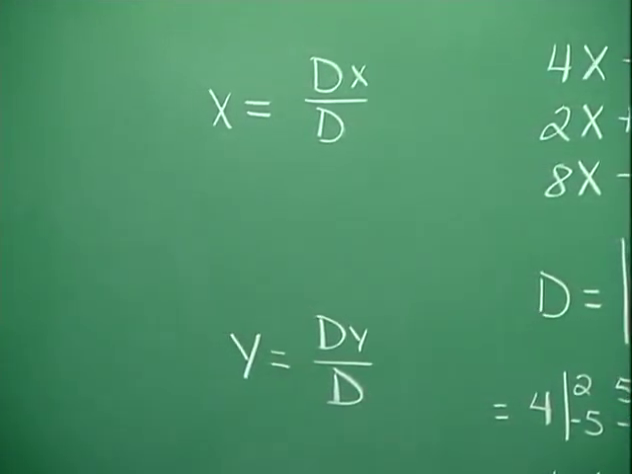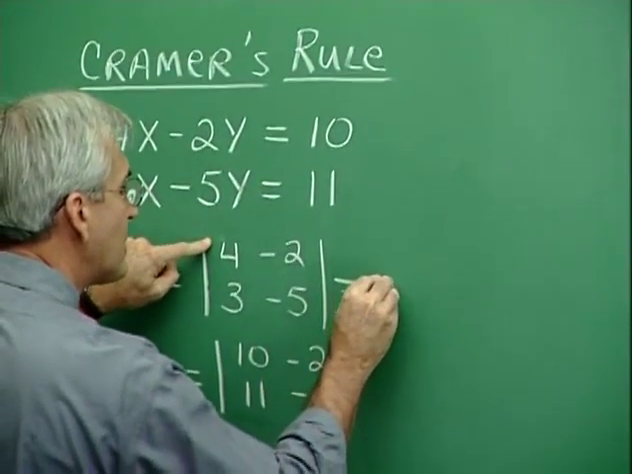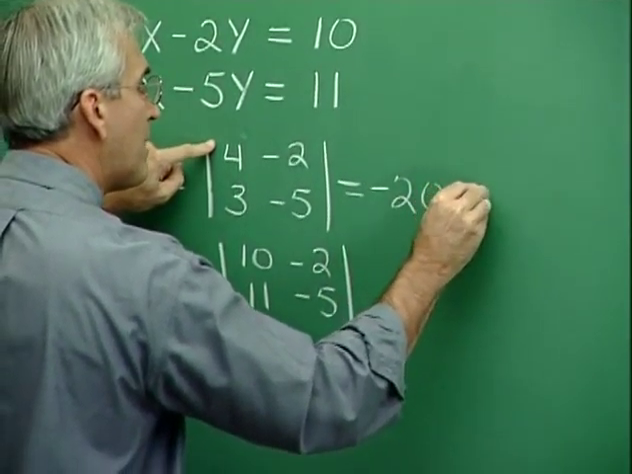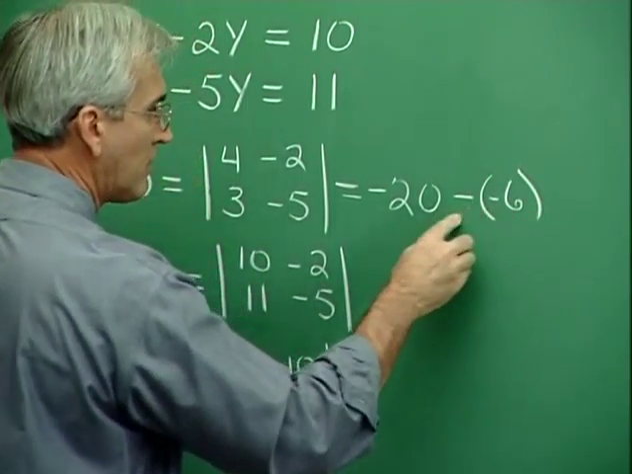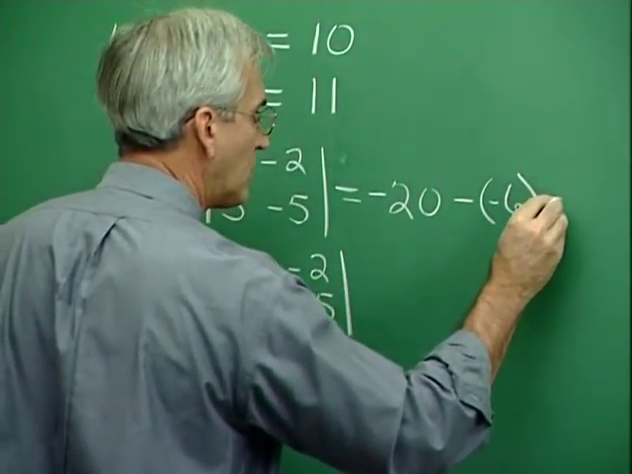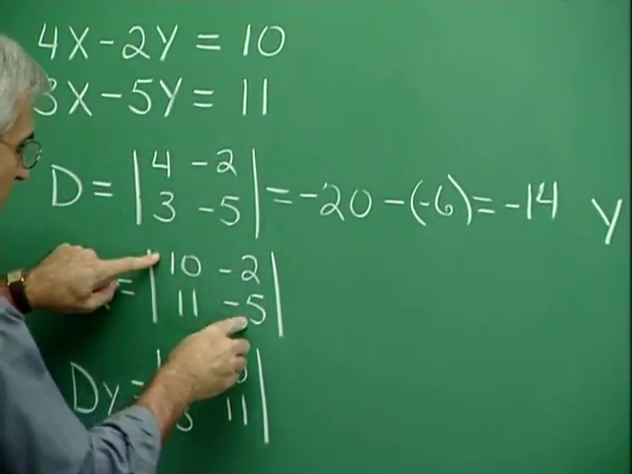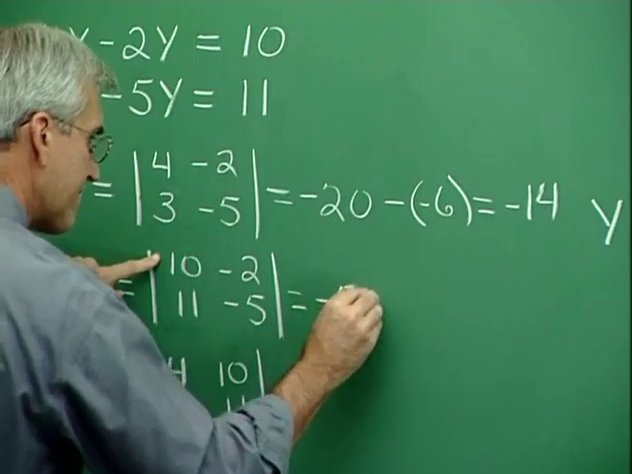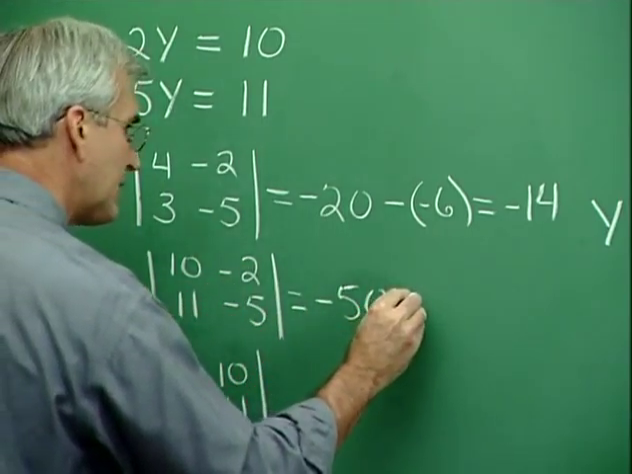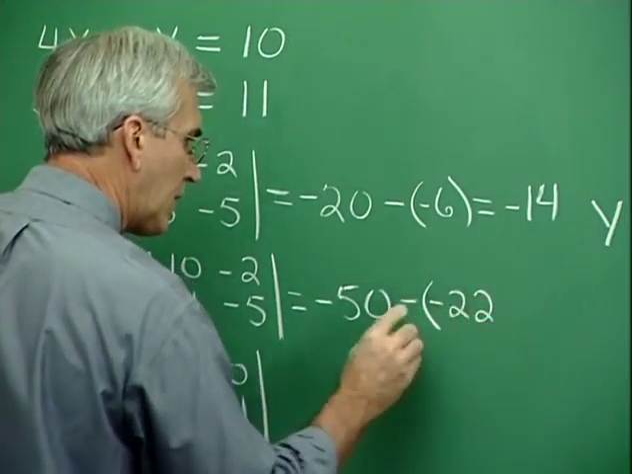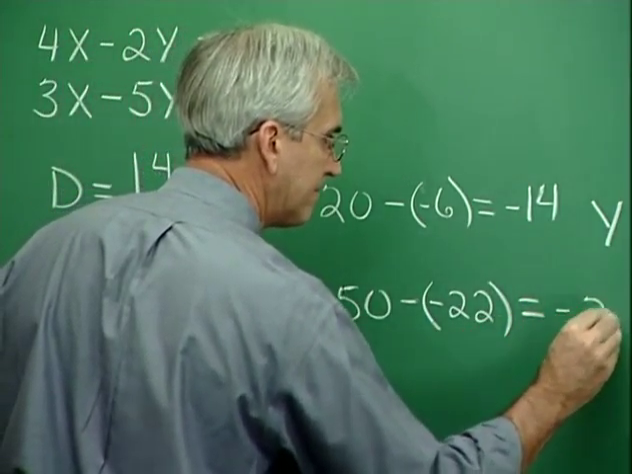All right, back over here, let's calculate the determinants. Here, this determinant is, well, let's see, 4 times negative 5 is negative 20. And then minus 3 times negative 2, negative 6. So this becomes plus 6, negative 20 plus 6 is negative 14. And then 10 times negative 5 is negative 50. Then minus the product along this diagonal is 11 times negative 2 is negative 22. So this becomes plus 22. Negative 50 plus 22 is negative 28.